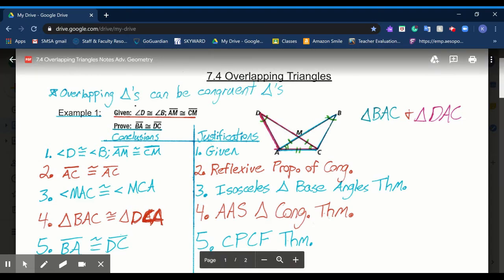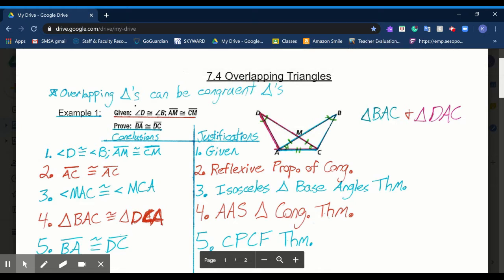So you'll see in all these proofs that we go through for examples, the final justification in all of these for overlapping triangles is that idea of using corresponding parts of congruent figures. So in these proofs, your second to last step is justifying or establishing the triangle congruence. And then once you've established the triangles are congruent, you can then use corresponding parts of congruent figures.